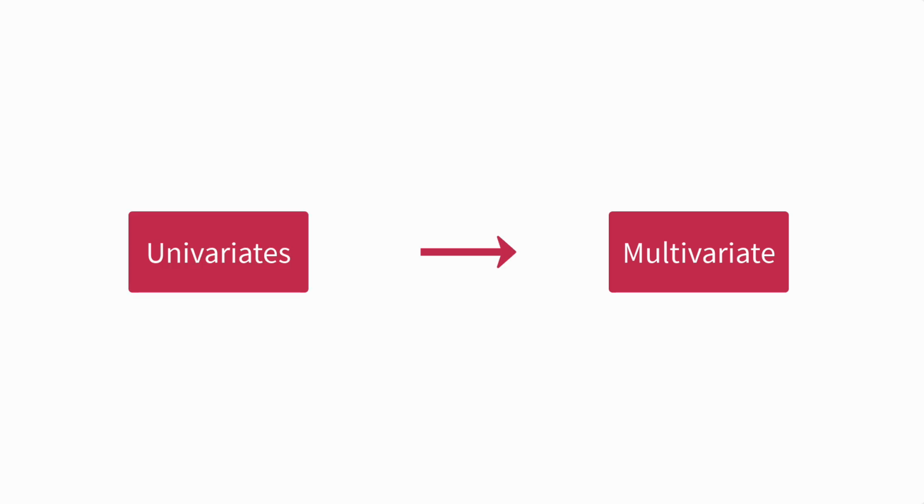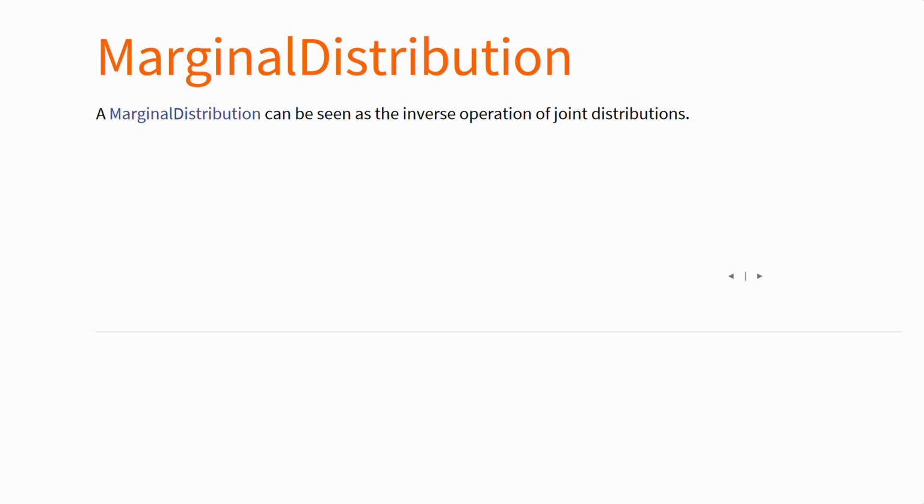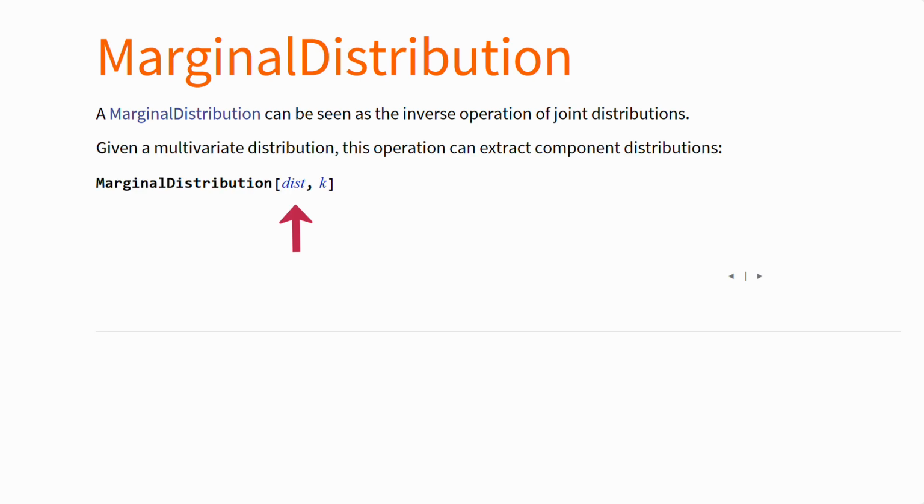So now you know how to make multivariates from simple univariate distributions. But what about the inverse? Can you extract a univariate distribution back out from a multivariate distribution? That's quite easy actually, and it's called the marginal distribution. You just input the multivariate distribution and the dimension you want to isolate, and there you go.